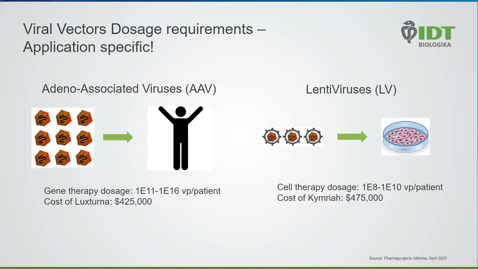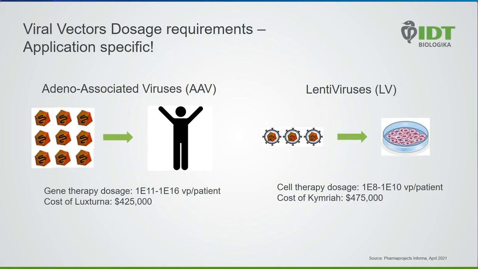I also wanted to highlight the cost of these drugs, just to give you an idea. One example for an AAV drug would be Luxturna, which is used to treat a genetically inherited blindness, and the cost of that is about $425,000 per eye. And Kymriah, which uses lentiviruses, costs about $475,000. So these drugs are really, really expensive.